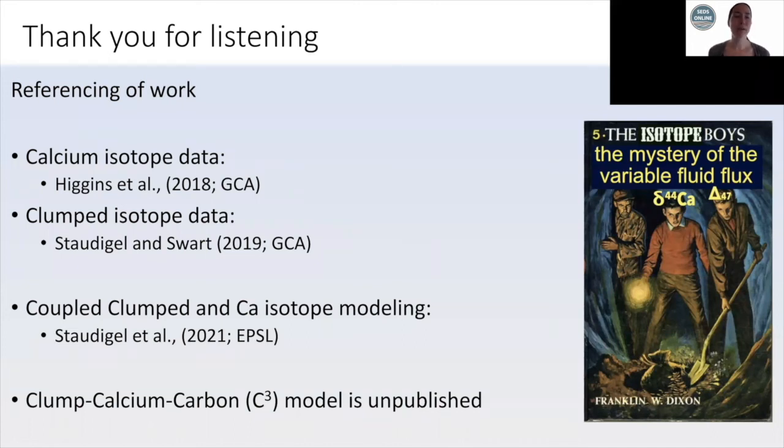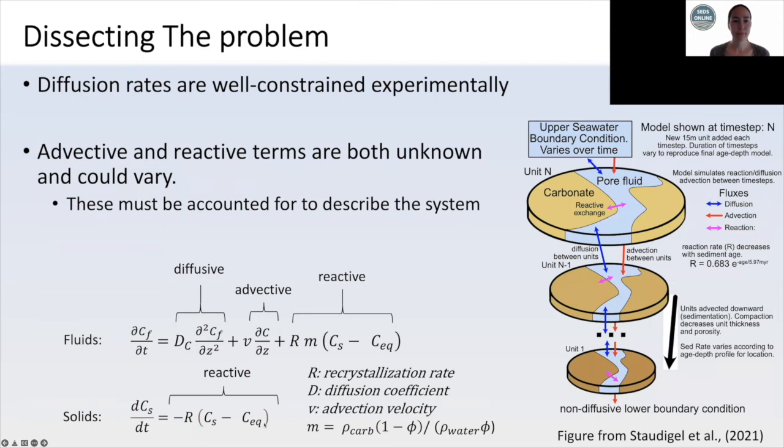Philip, do you want to switch back to any of the slides with your main equation where you have the different aspects that need to be worked out? Yeah, I can do that. Here we are. So here we have the fluid and solid term with some definitions and a cartoon of the model.